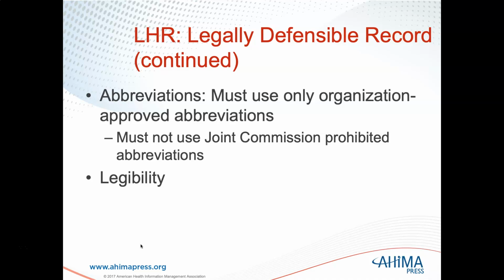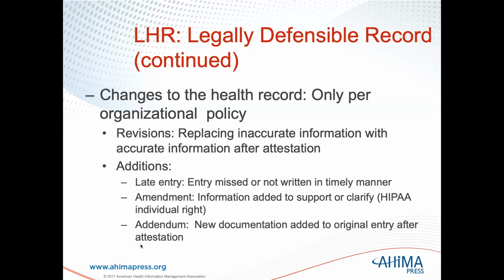Abbreviations. Every organization has to have an approved abbreviations list, and you have to educate on that. You cannot use Joint Commission prohibited abbreviations. And when Joint Commission comes, they want to see your approved abbreviations. They want to know how you're auditing that. They want to look at your records to see if the Joint Commission prohibited abbreviations are being used. And again, with EHRs, a lot of this stuff goes away. And then, of course, to make your record legally defensible, you want to make sure you have good legibility. Again, with EHRs, legibility really is a minimal issue.